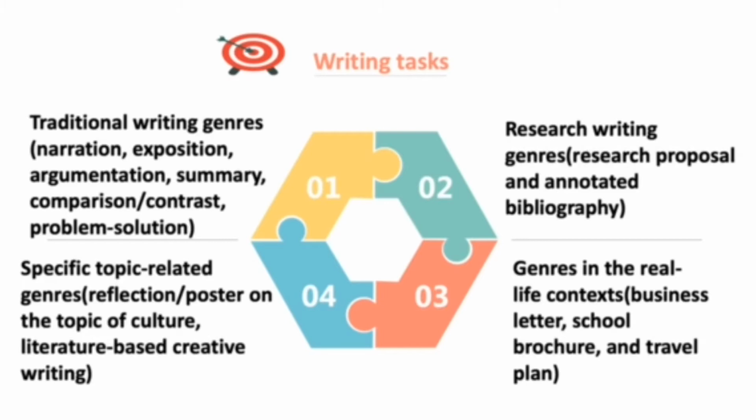Then let's talk about the writing task, which is basically a collaborative writing activity for 3 to 5 members. The writing tasks used include traditional writing genres such as narration, exposition, argumentation, summary, comparison and contrast, problem solution. Research writing genres include research proposal and annotated bibliography. Specific topic-related genres include reflection or poster on the topic of culture, literature-based creative writing. Finally, there are genres in the real-life context, such as business letter, school brochure, and travel plan.